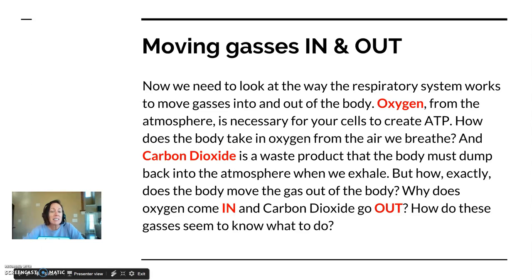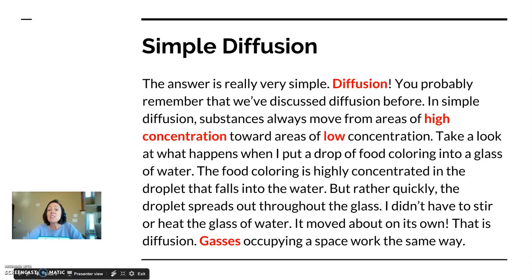So how does the body take in oxygen from the air? Have you ever thought of that? And the carbon dioxide that our body builds up as a waste product, how do we dump that back into the atmosphere when we exhale? So why does oxygen come in and carbon dioxide go out? How do the gases know what to do and which direction to go? Well, the answer is really very simple.